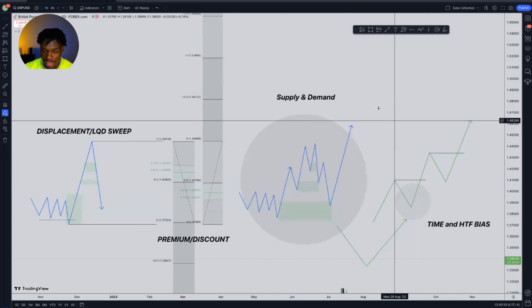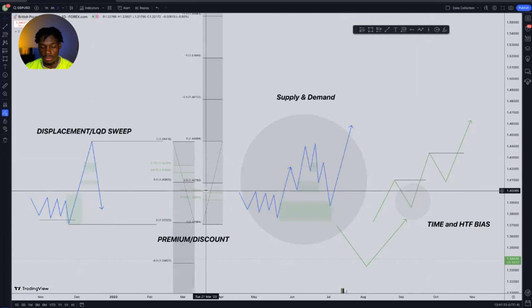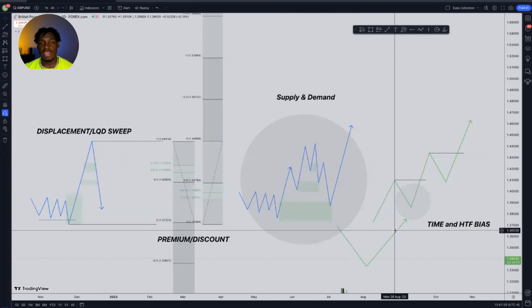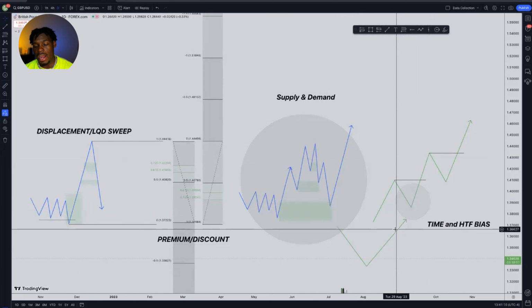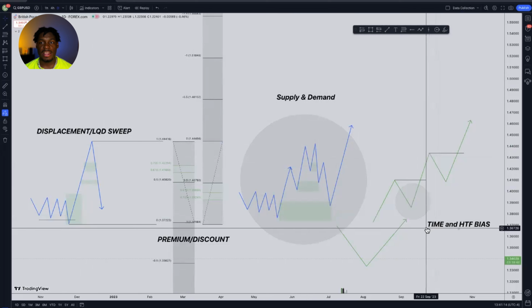So these are the things that we want. We always want a sweep of liquidity. We want to know our premium discount. We want to know our supply and demand zones. And then we also want to understand what time it is during the session, higher time frame bias, and time is amazing. It is the best thing here. If time is not aligned, don't take the trade.